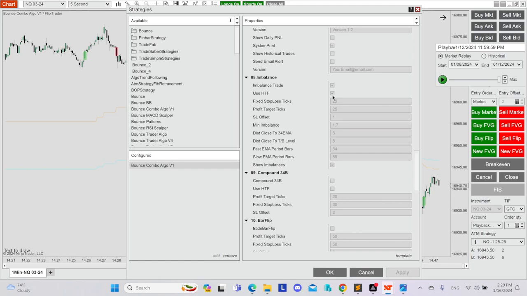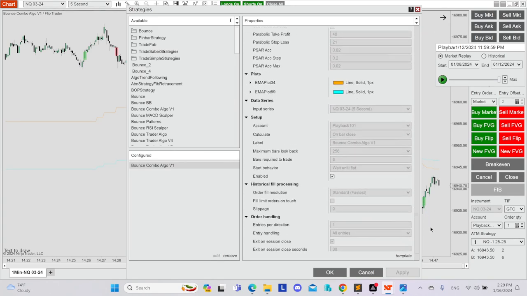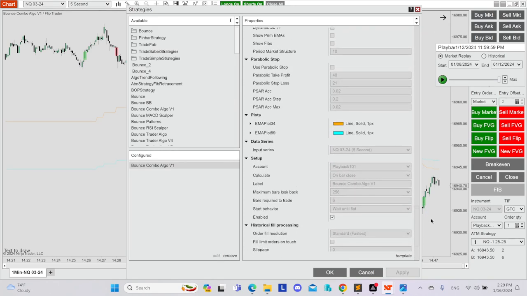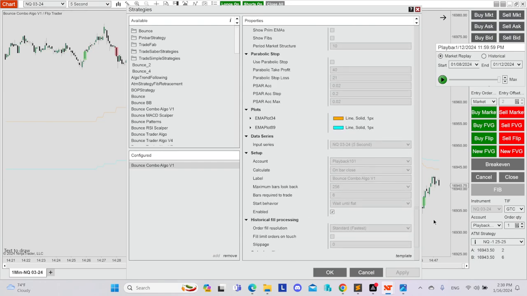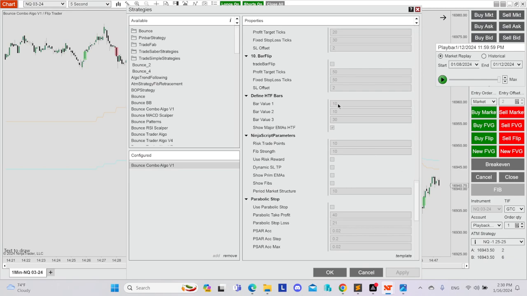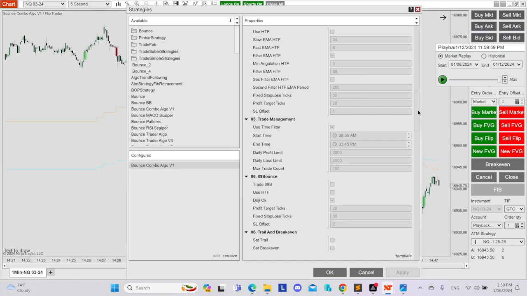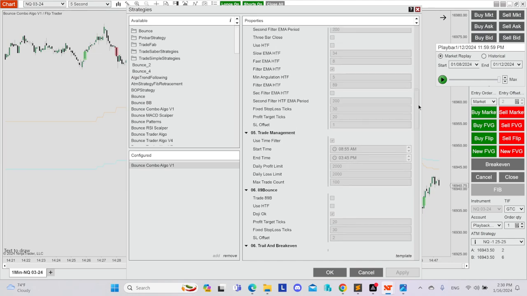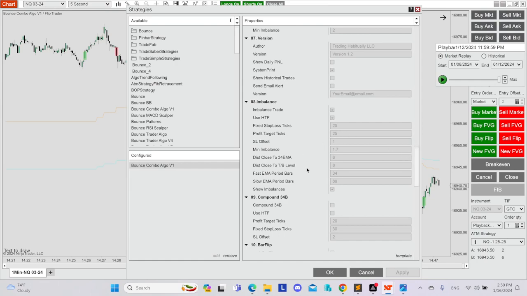We want to use HTF, and for this HTF you want to be using 10 10 30, because 10 10 50 is a little bit too much. So 10 10 30 triggers it very nicely. So yes, these are the settings.